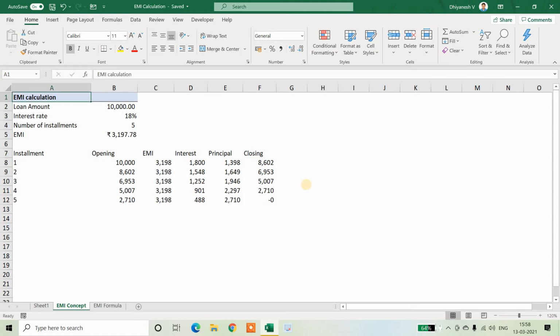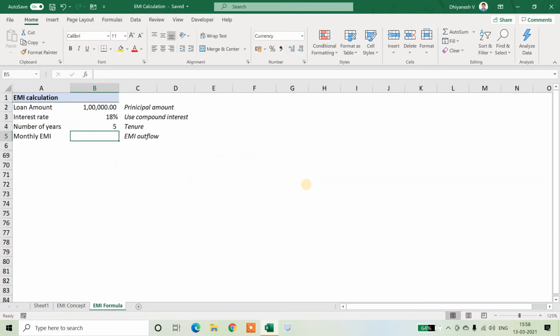So let us get into the formula for calculating that EMI outflow. So here I have assumed 1 lakh rupees as the loan amount and the same 18% interest rate, and the number of years as 5 years. So this has to be kept in mind, and the rate has also to be kept in mind, whether it is per annum or per month.